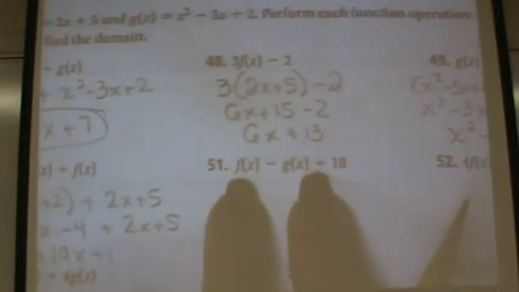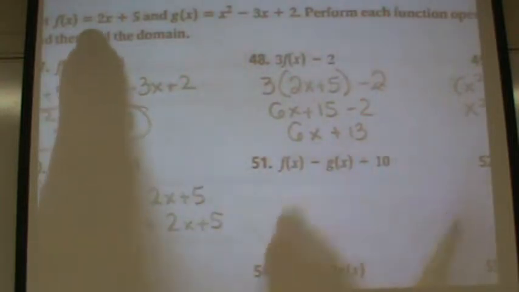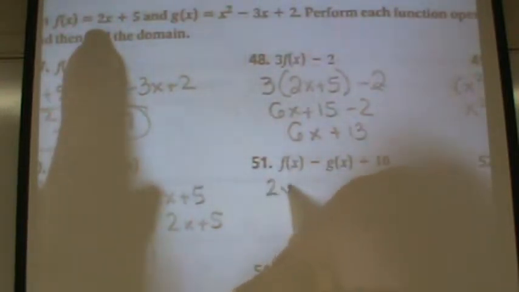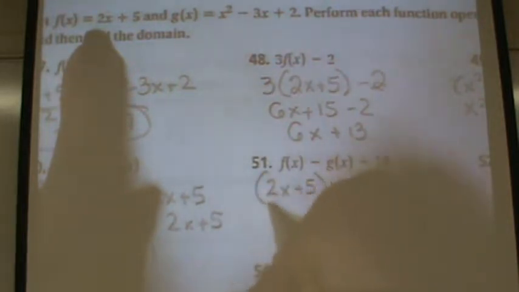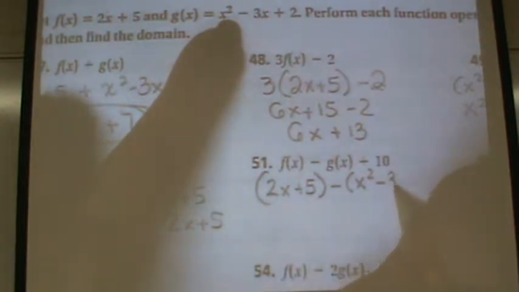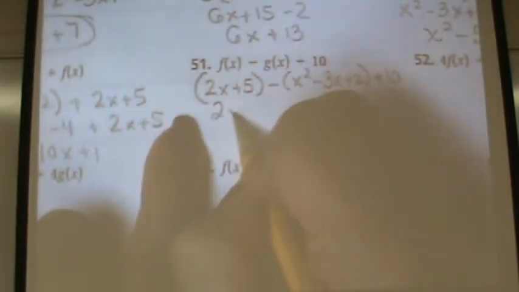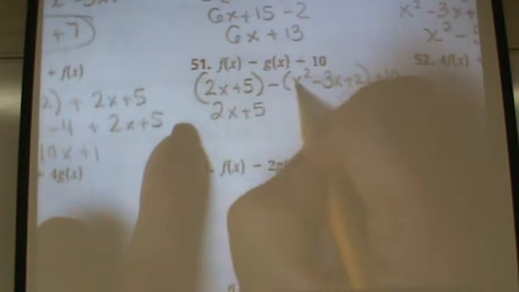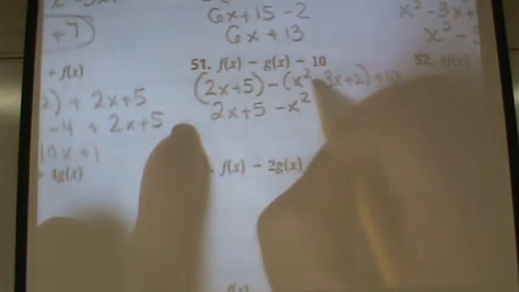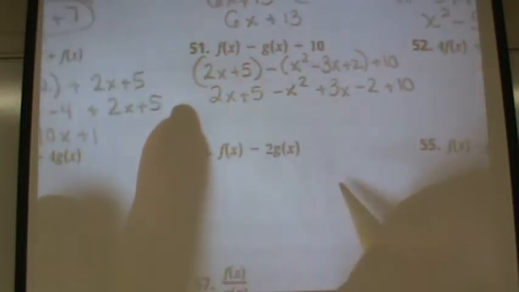51, what is it telling you to do? What is this saying? Take the f function, 2x plus 5, subtract the g function, and then add 10. So let's distribute the negative. Minus x squared plus 3x minus 2. And now add like terms.